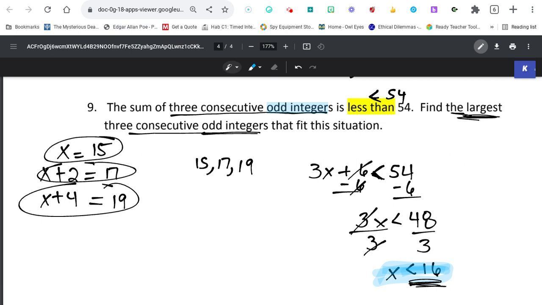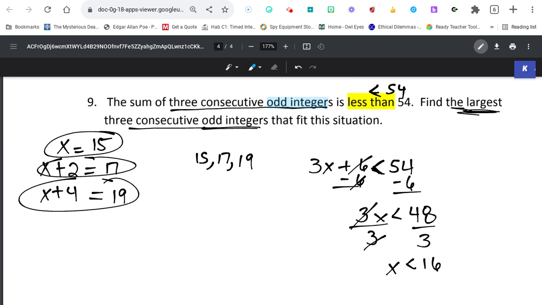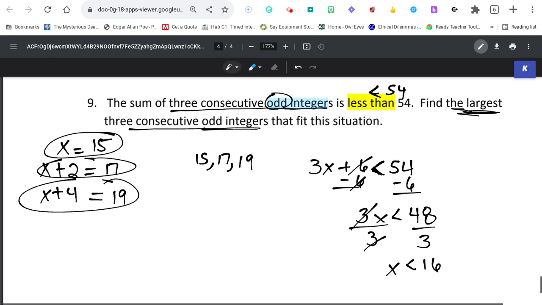Of course, you can't use 16. It's not odd, nor is there an equal sign, okay? That's the key thing. It's not odd, nor is there an equal sign.